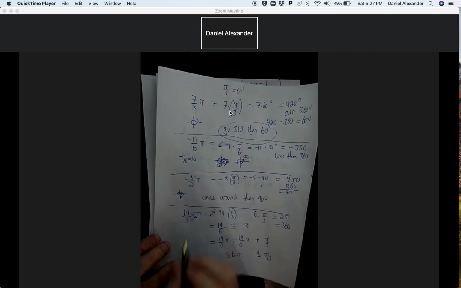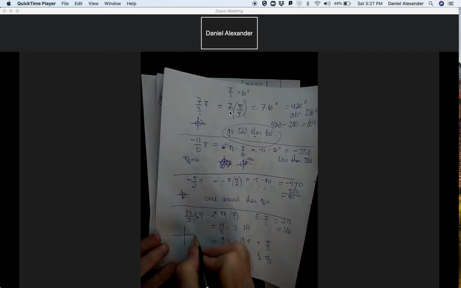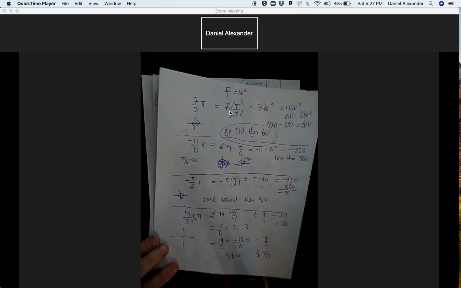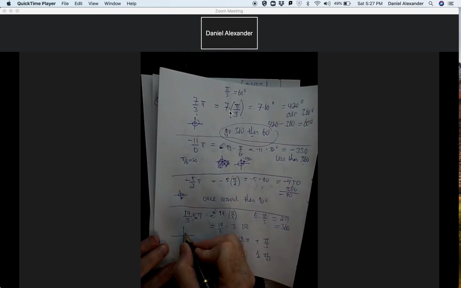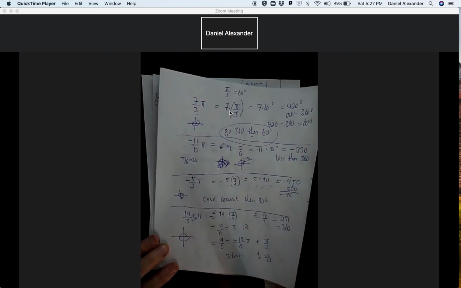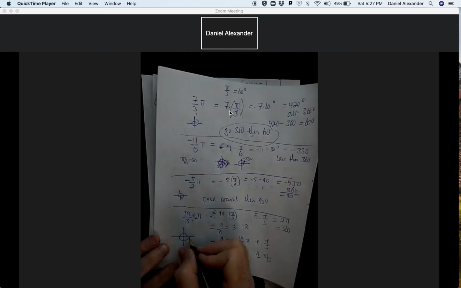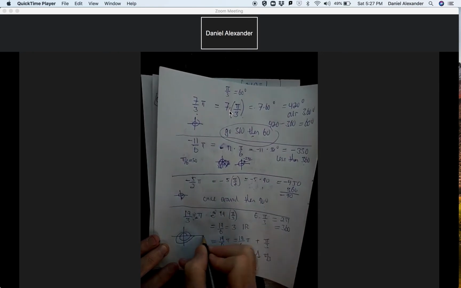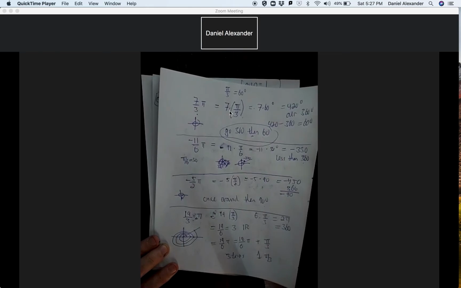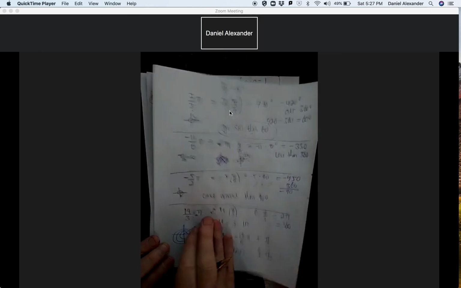And then for 19/3, we said that was 3 trips around, plus 1 more third. It's a positive angle. That's going to be 6 pi, 12, 18, 1 more, and then another pi over 3. Okay, so that's how I find the angles. So that's important, I think, to know.